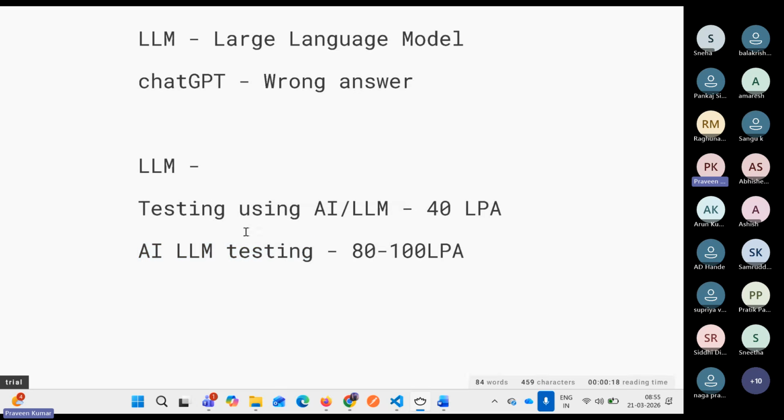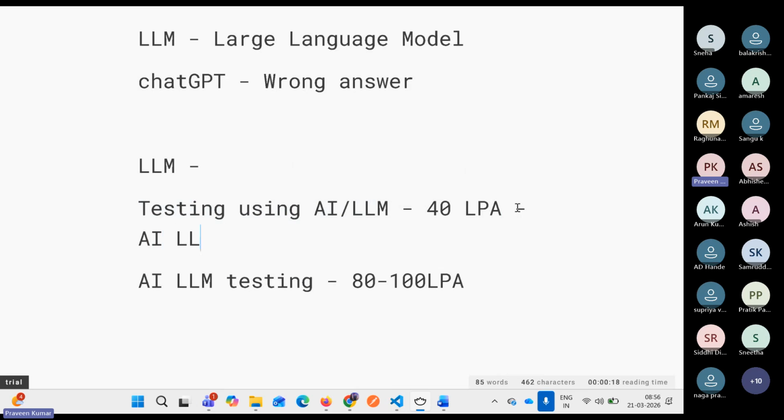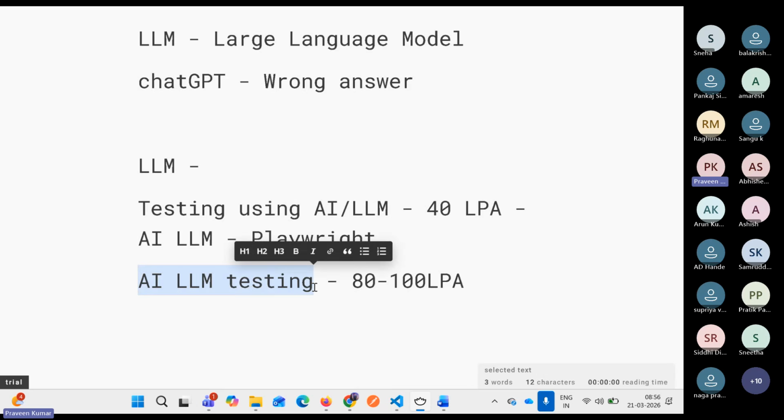Whatever you are thinking of as testing using AI LLM, we also have another course for that, where you just use AI LLM to develop an entire Playwright framework, a Playwright UI and API framework. That is another existing course. The one we are talking about right now is AI LLM testing, that means LLM evaluation. How do you directly test an LLM application itself?